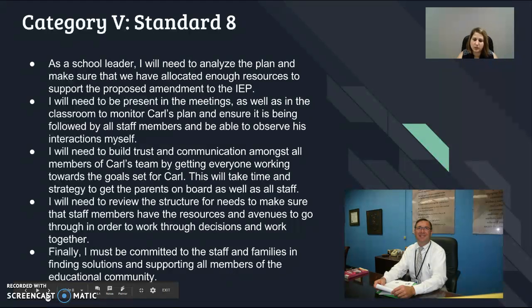And as the building administrator, it's my job to make sure that Carl does not feel as though his teacher does not want him. I will be present in the meetings, documenting, reviewing the structure for staff members to have the resources, and really committing to the staff and families in finding solutions to support Carl, whether that be in the school building, whether that be additional resources outside of the school building. What can we do to provide support for not only Carl, but his family and the staff members getting what they need in order to help Carl be successful?